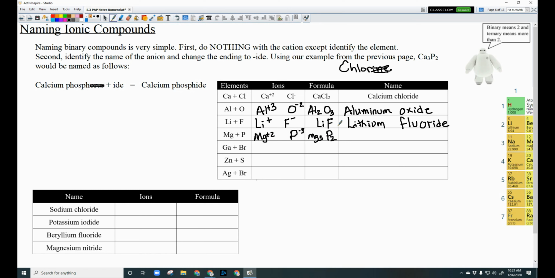So to name this, we're not going to change the name of the first one. So it's going to be magnesium. Okay, and this is phosphorus, so it's phosphide.